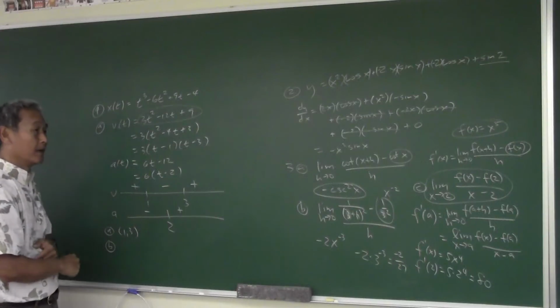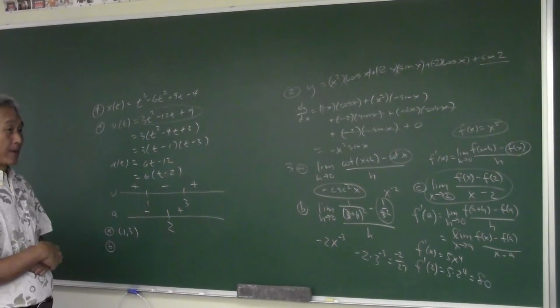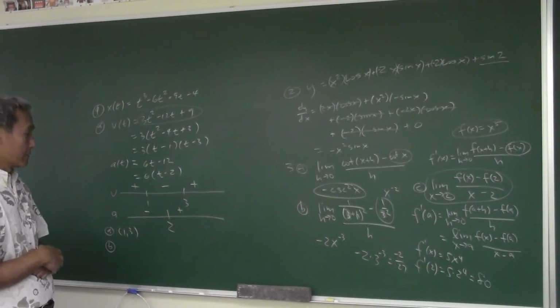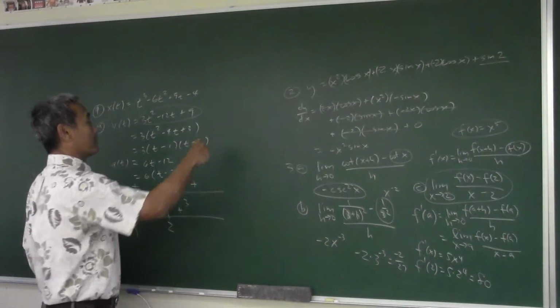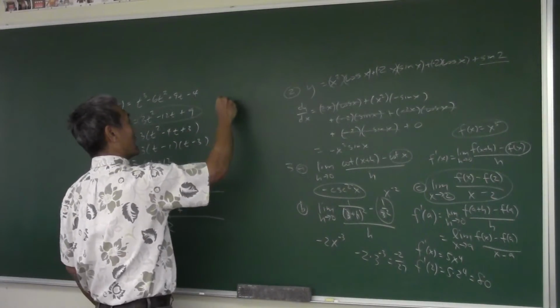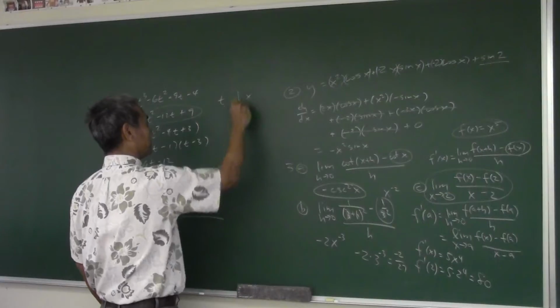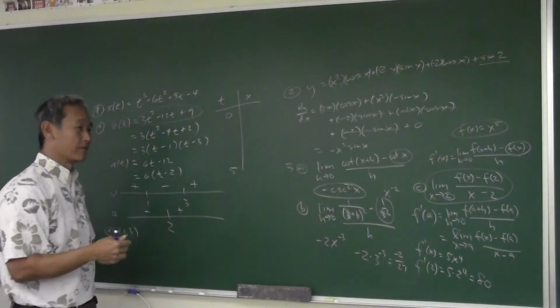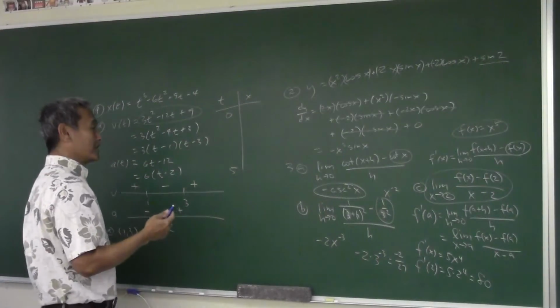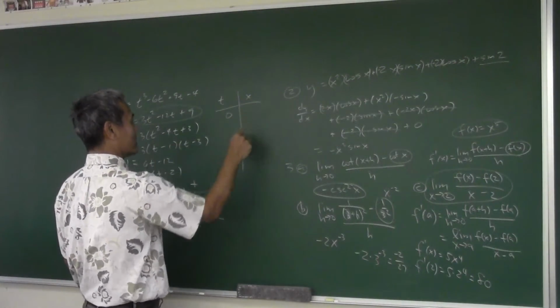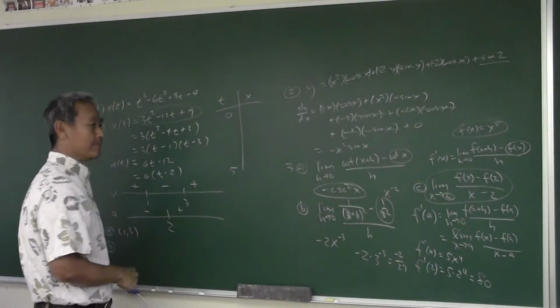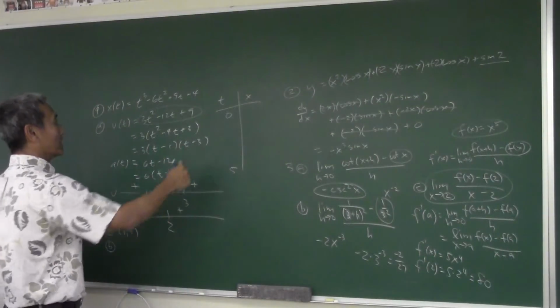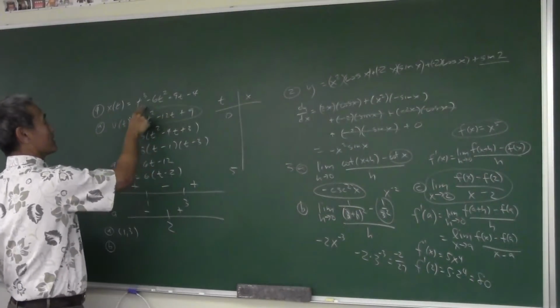B. Find the total distance traveled by the particle from t equals 0 to t equals 5. Okay, I'm going to need to make a chart here. So time and position. So we need to figure out the total distance traveled from 0 to 5. So first thing you've got to do is figure out what the position is at these 2 time values. Well, here's the position equation.